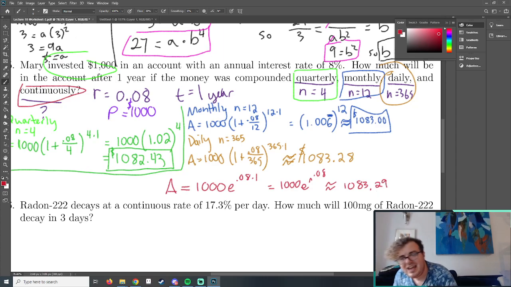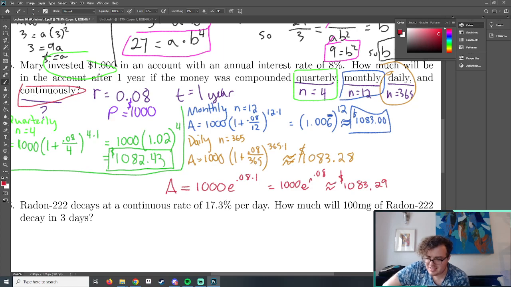$1,083.29. And so what you should notice is that the more often you compound interest, the more interest you'll get, holding everything else like the rate, the amount of time, and the principal equal. But you'll never get quite as much as if you compound continuously, which is what Bernoulli proved there.